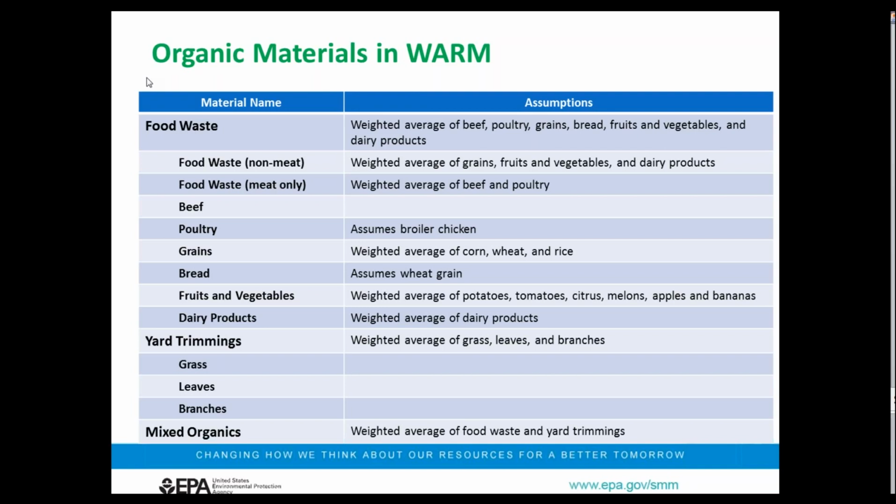Next, for yard trimmings, we have a yard trimmings factor. That's a weighted average of grass, leaves, and branches. And then if you have more specific data, you can also model grass, leaves, and branches separately within WARM. And then finally, mixed organics. This is a weighted average mix of food waste and yard trimmings. This is based on the most recent EPA data in the Facts and Figures Municipal Solid Waste Report. And right now, and for a while, it's been roughly about a 50-50 mix of food waste and yard trimmings.